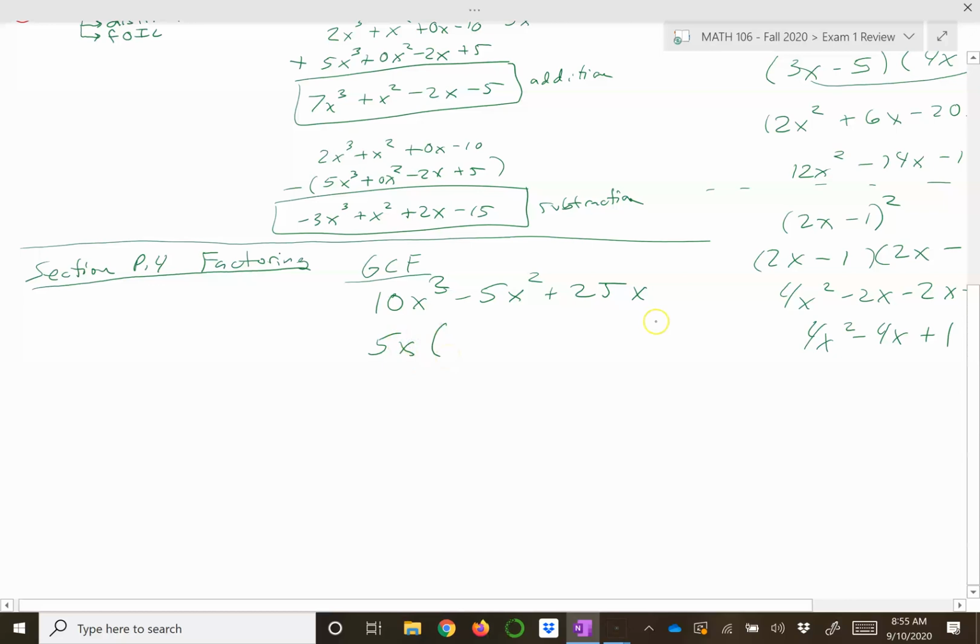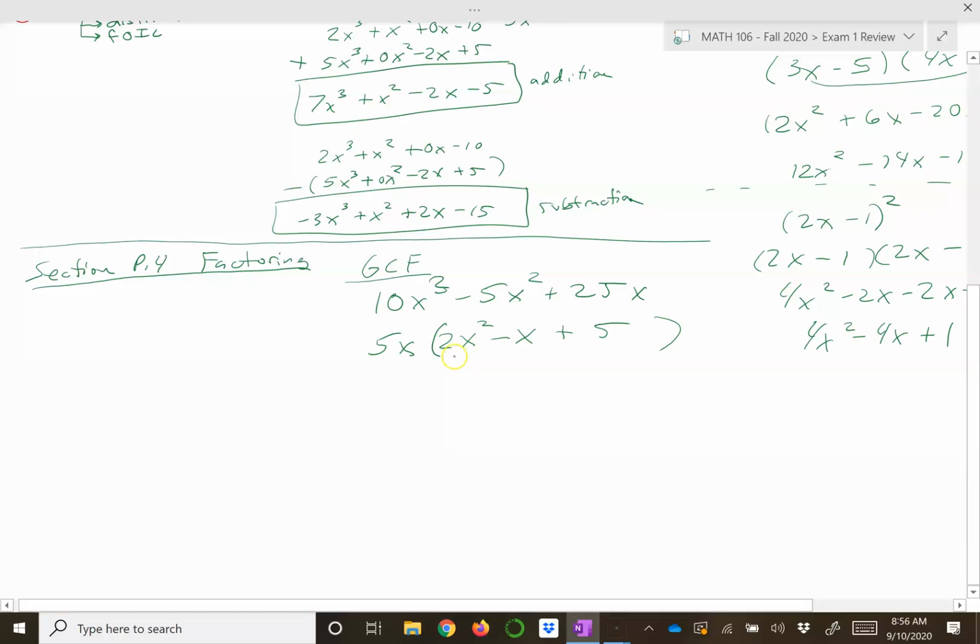And then to get what goes in our parentheses here, it's just what would you have to multiply the GCF by to get each term. So what do I multiply 5x by to get 10x cubed? It's going to be a 2x squared. And then for 5x squared, it would be a negative x. And then we'll have plus 5.